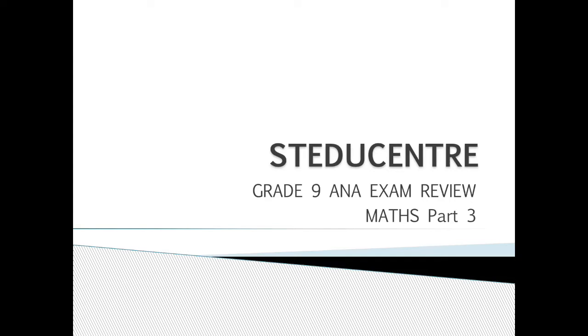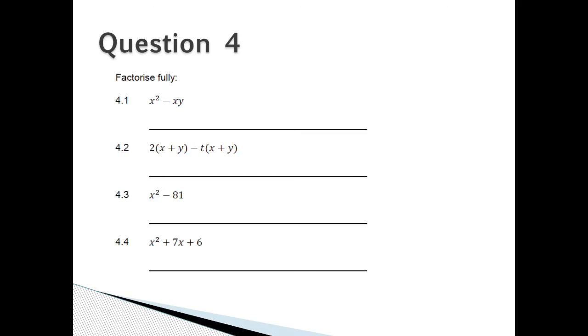The Steducentre Grade 9 A&A Exam Review Maths Part 3. Question 4. Factorize fully. 4.1. x squared minus xy. 4.2. 2 times (x plus y) minus t times (x plus y). 4.3. x squared minus 81. 4.4. x squared plus 7x plus 6.